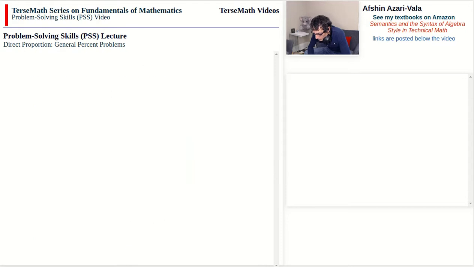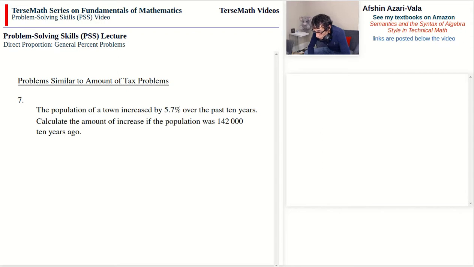Okay, so these problems were similar to sale price problems. Now we talk about problems that are similar to amount of tax problems. So again, we're trying to find the size of a piece, but the piece will be added on to the initial amount later to find the total.